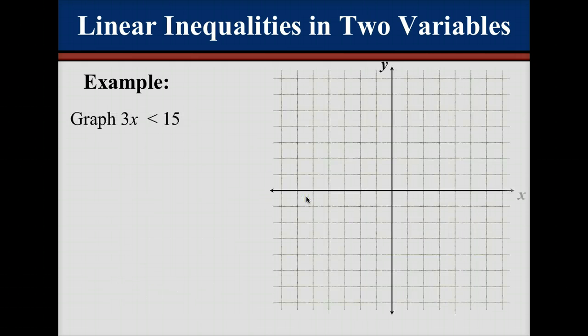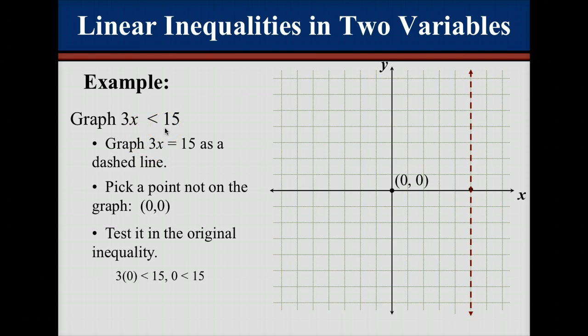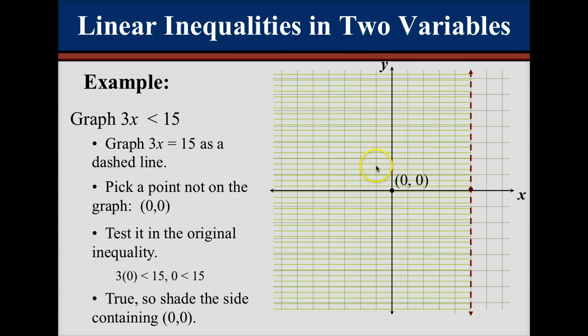Another one. Oh, look at this. If we set 3x equal to 15, x is going to be equal to 5. It's going to be a dashed line, and it's going to be vertical. X is equal to 5. Now let's pick point 0, 0. Is 0 less than 15? Why, it is. So this is the area we're going to shade because 0, 0 makes the statement a true statement.